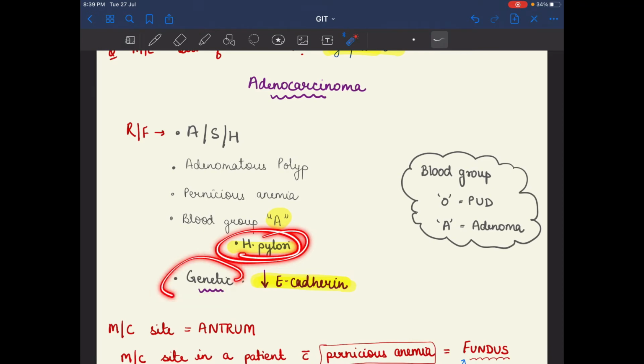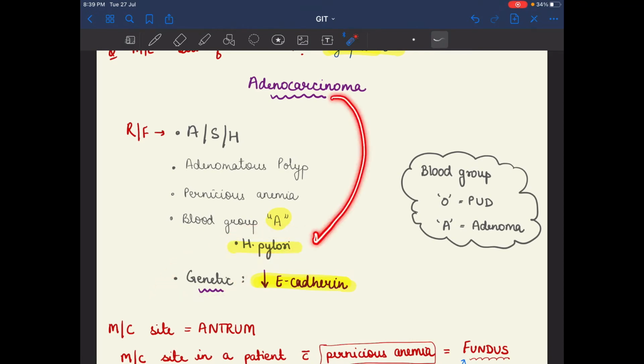And H. pylori, and genetic conditions also lead to adenocarcinoma, that is, if there is a decreased level of E-cadherin. So decreased E-cadherin, adenomatous polyp, pernicious anemia, blood group A, H. pylori or ASH, these were all the risk factors for adenocarcinoma.